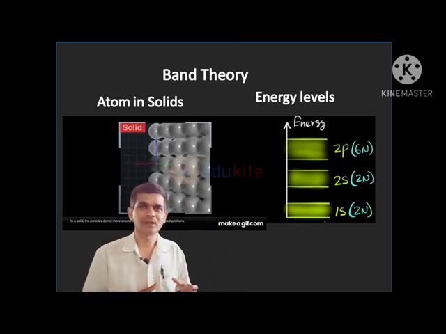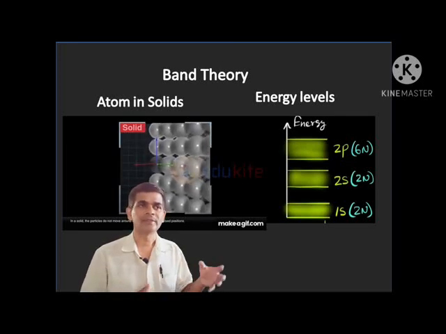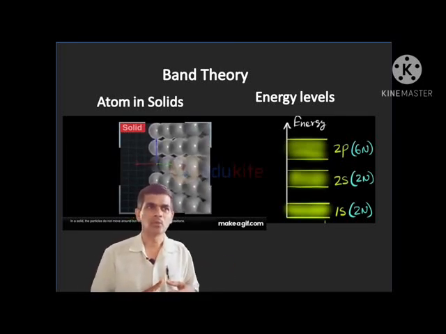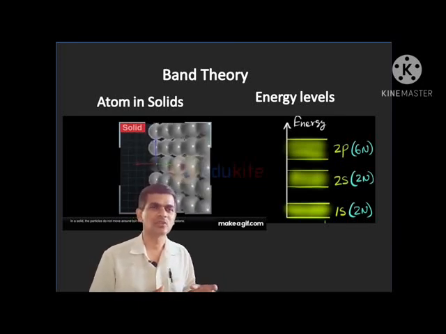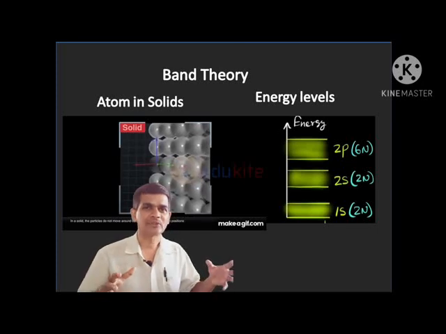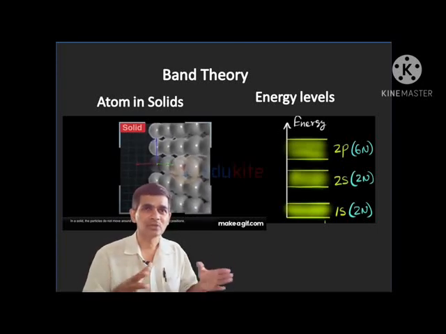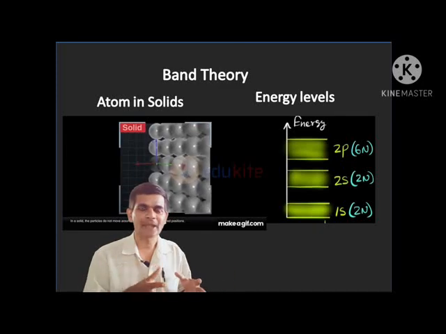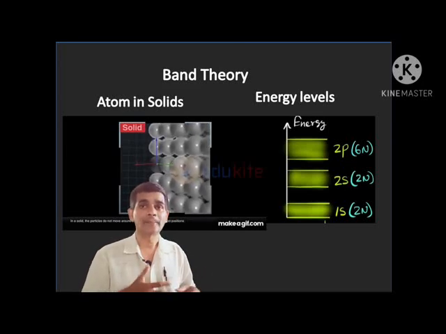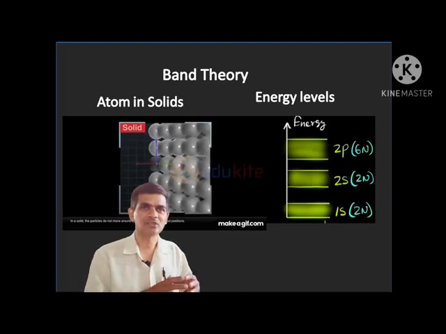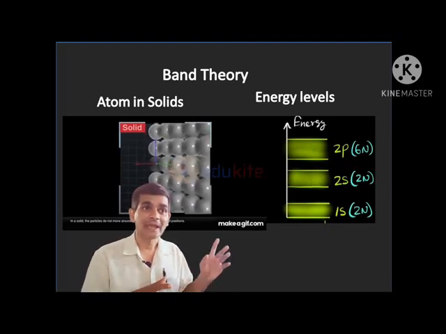When atoms are clubbed together, they form molecules. Then atoms come closer, and the energy levels also overlap. Like that we can observe in solids, where atoms are once again very close to each other and tightly packed. As a result, these energy levels overlap, and the discrete energy levels are broadened and form energy bands.